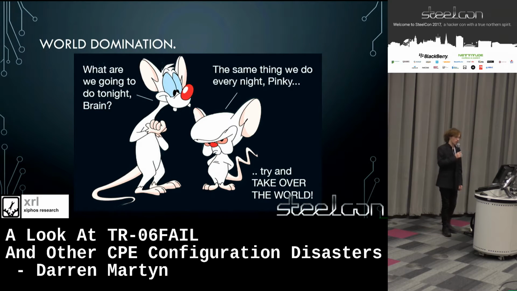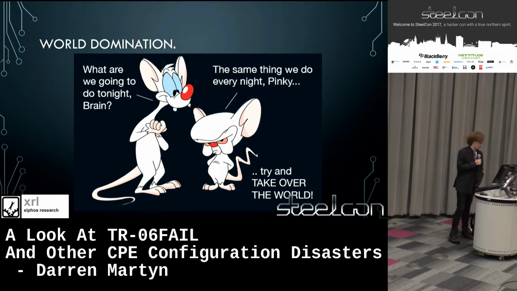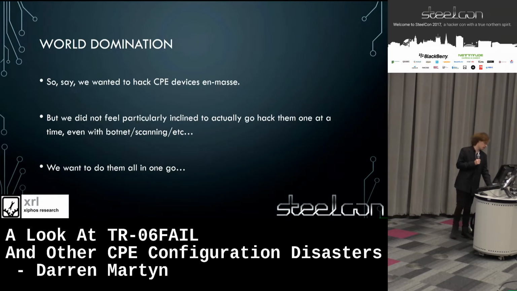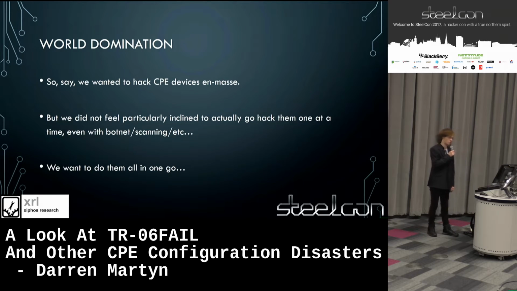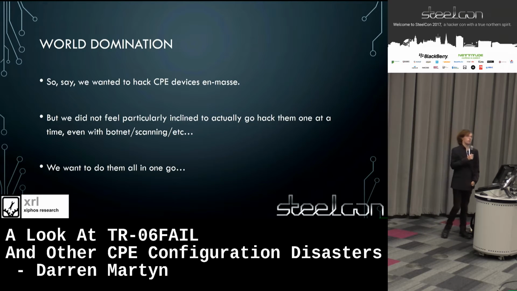So, I was thinking about threat models when I wrote this talk, and what we want is world domination like Pinky and the Brain, right? We want to pwn millions of routers all at once, and we want to do it really quick and really easy. So we're not really inclined to hack them one at a time. Like the thing Annie did, it hacked routers one at a time by being a worm and doing it en masse, but we don't want to do that.